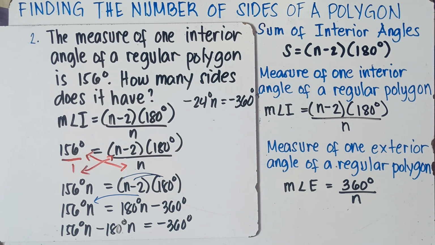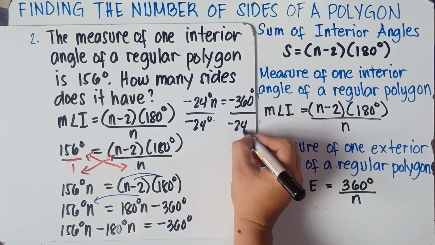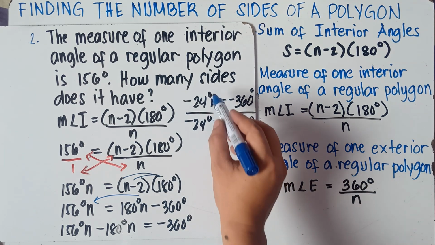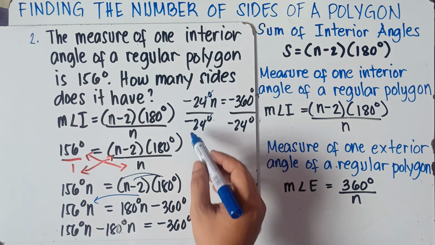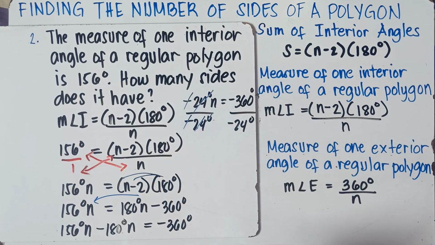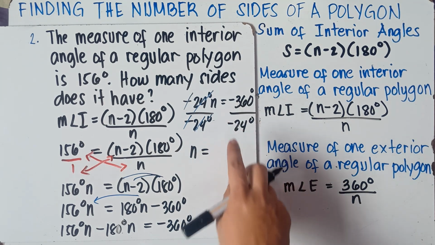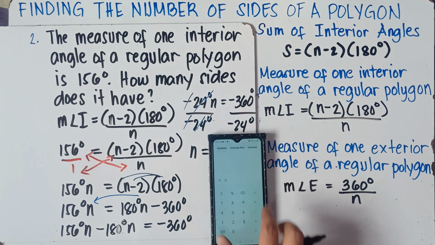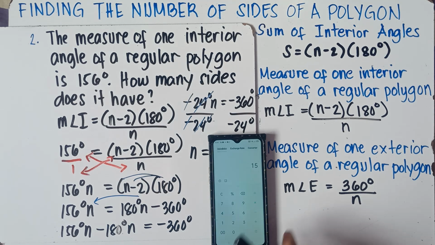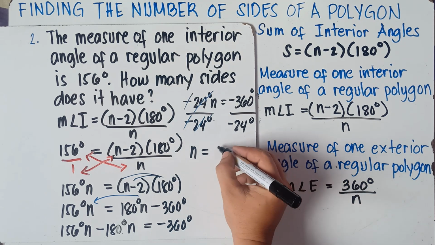Alright, and then to get the value of n, you divide both sides by negative 24 degrees. We can cancel this out because 24 divided by 24 is 1. Negative divided by negative is positive. So we can cancel this out and the remaining equation is n. And then negative divided by negative is positive. 360 divided by 24. So once again, use your calculator: 360 divided by 24, that would be 15. So this will be 15.